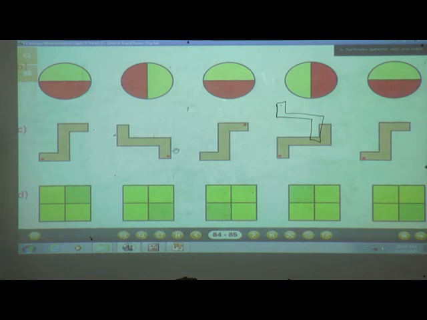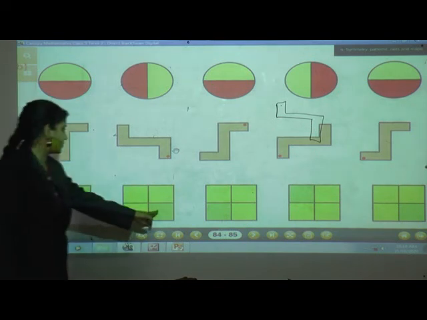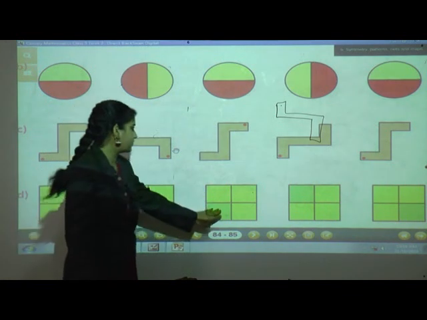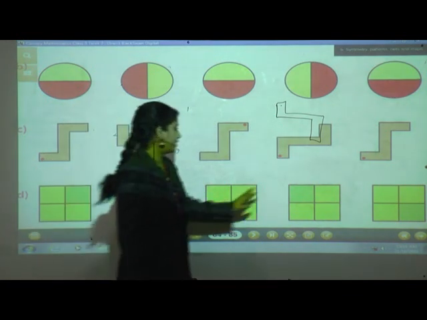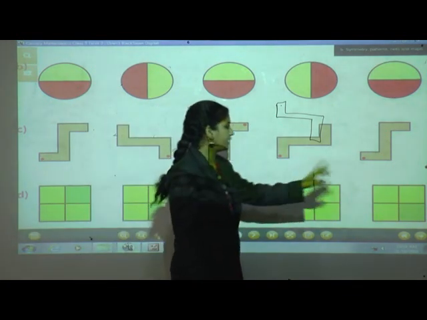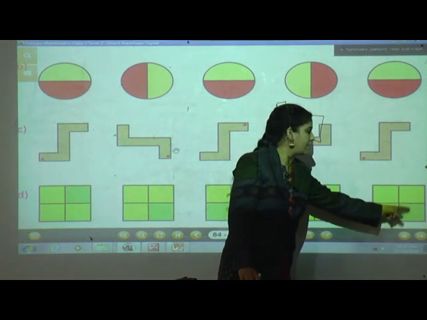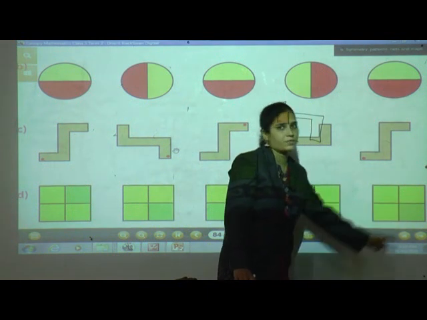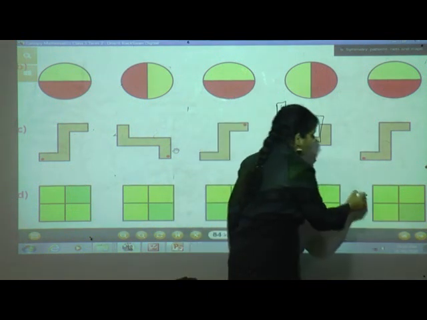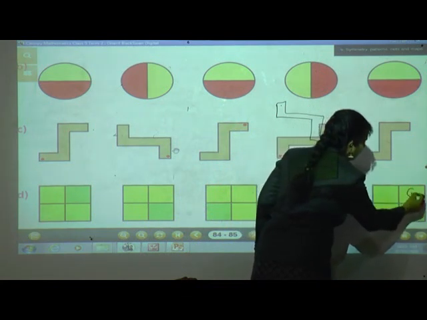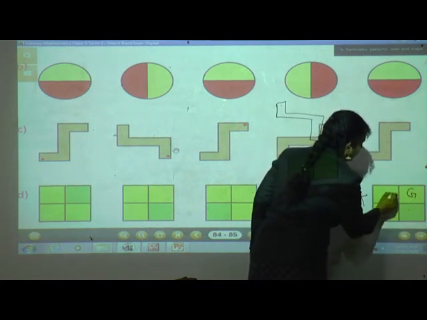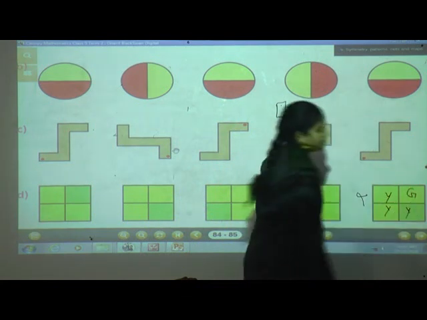See students, the green color is here in this figure. Again in this figure here. In this figure here. Again here. So in the next figure it will come here. But they have given here in this box. So this figure is a wrong one. So that's why green color will come here and remaining 3 will be the yellow color boxes.